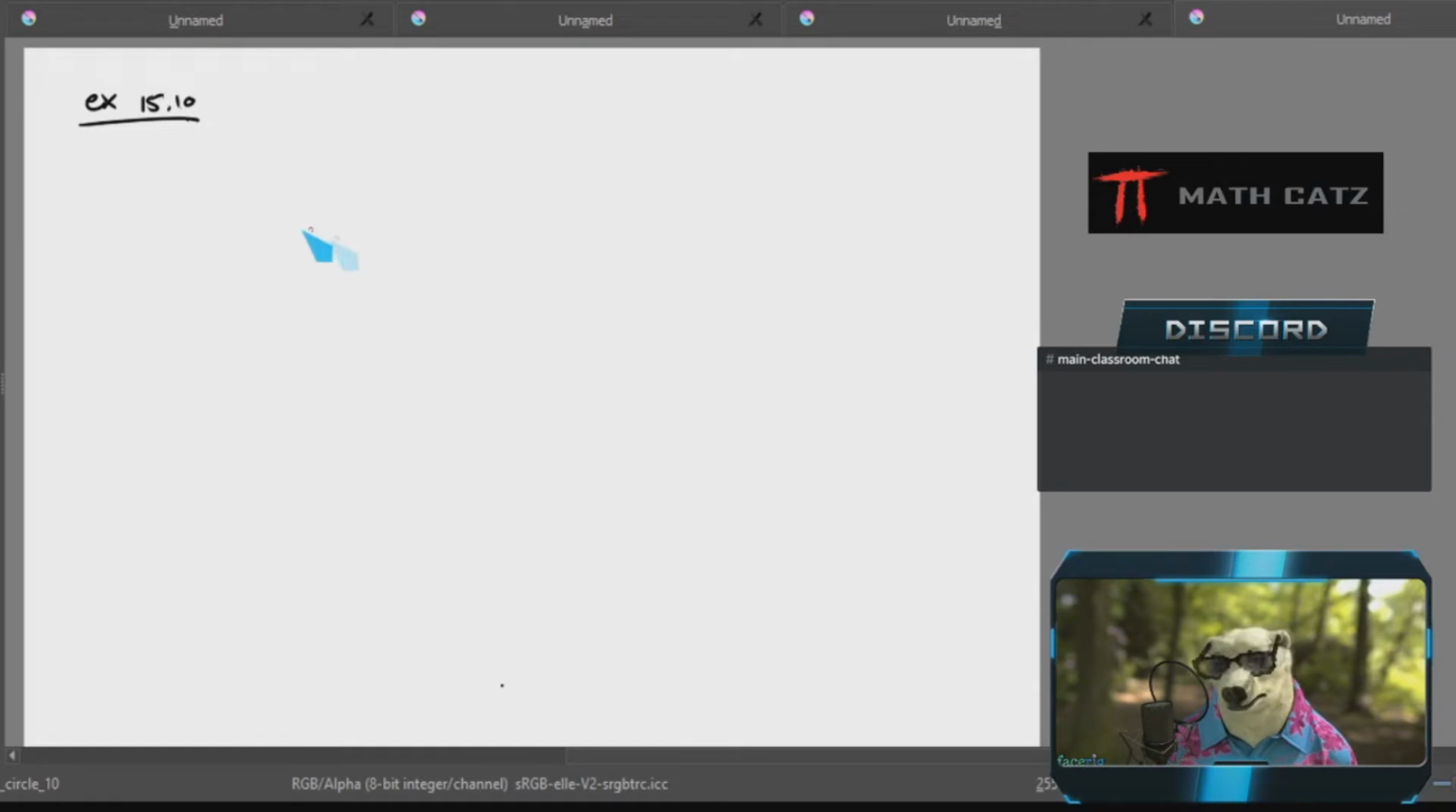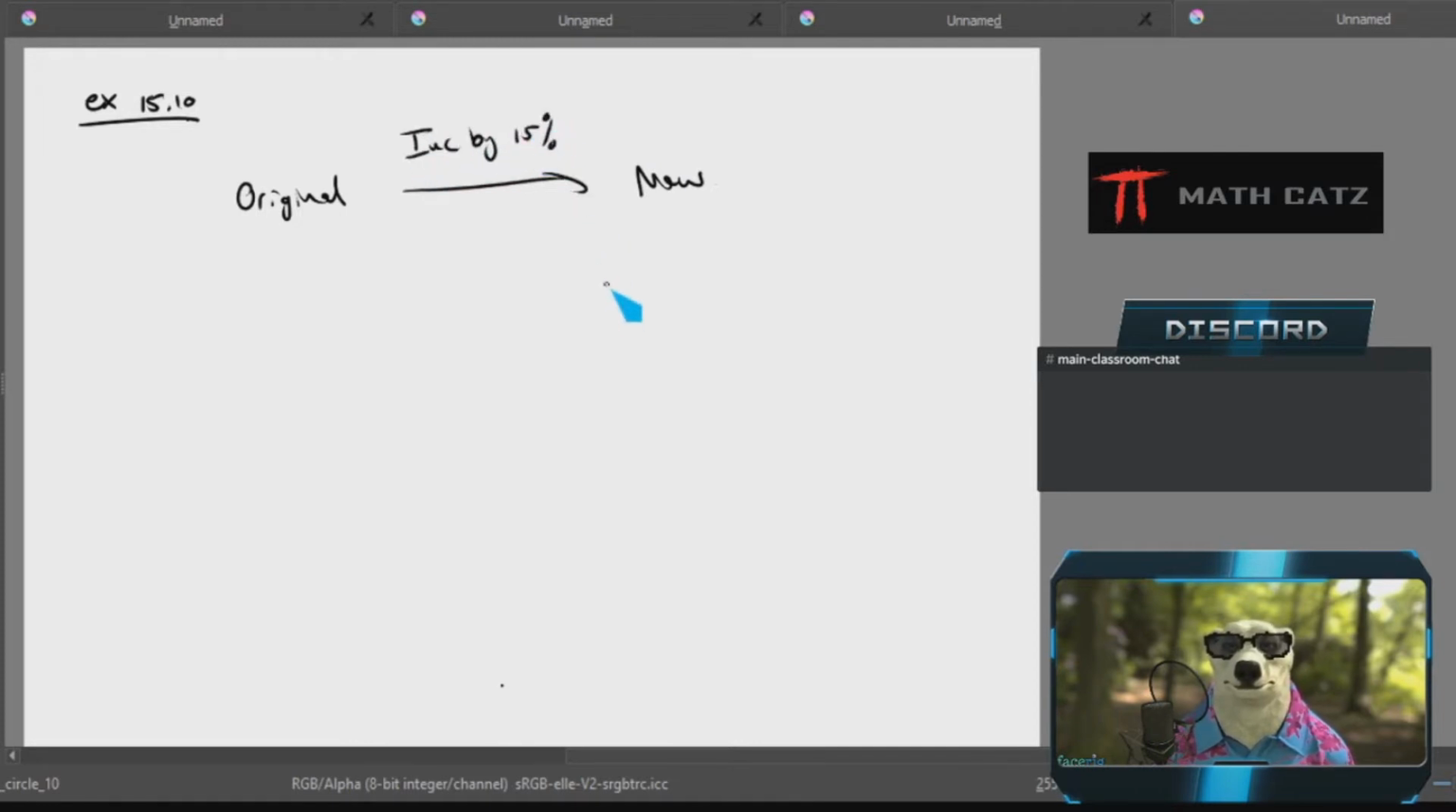We have an original, you might say, that is increased to a new amount. And it's an increase by 15%. I don't know the original. I want to know how many will be after the increase. I want to know that. But I also don't know the original. It's not 30.